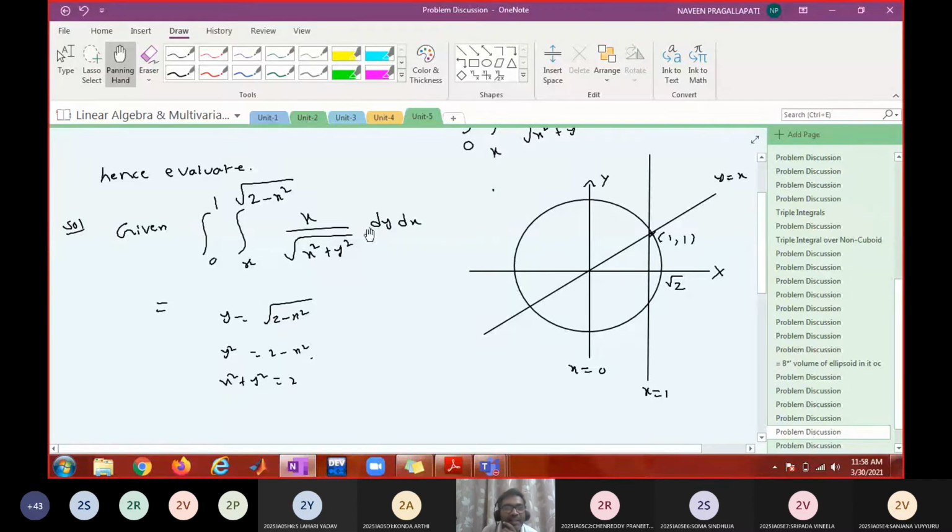And see here, y is entering through line, leaving through circle, going vertically from down to top. So what is your region of extent then? Is this your region of integration? Do you agree?